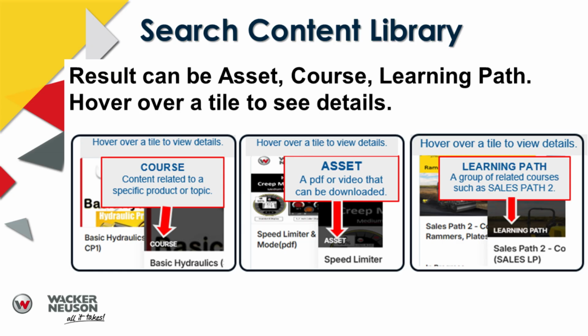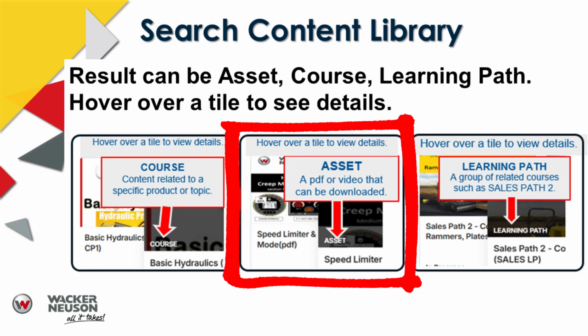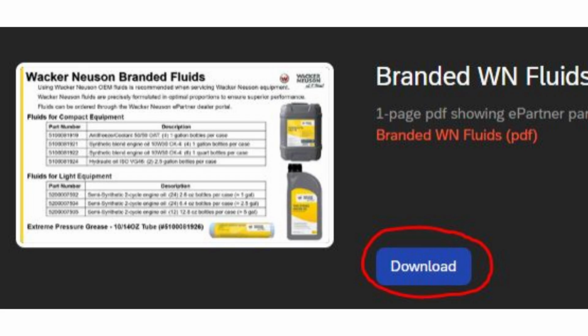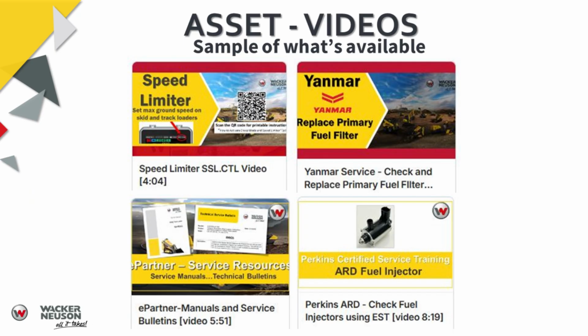Some resources are called assets. An asset is a standalone PDF document or video that is part of a course, but it can be downloaded separately. Posting them as an asset makes them easier to locate, easier to save, and easier to email. If you click an asset, you'll need to download it to view the document or video. Shown on the screen is a sampling of the different assets available.